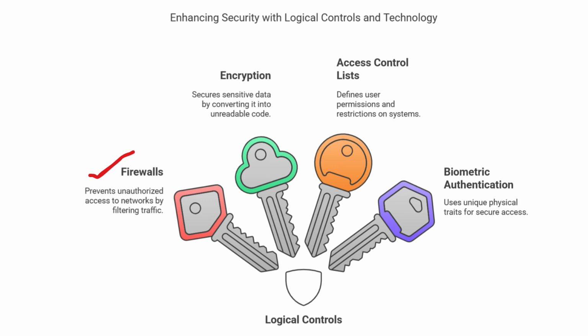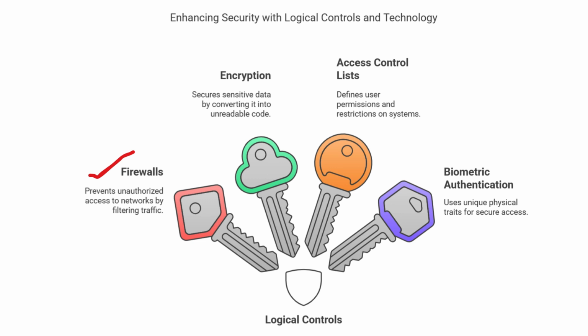Think of a firewall as a security guard standing at the entrance of a building. It decides who is allowed in and who gets blocked. Firewalls monitor and filter incoming and outgoing network traffic. They enforce security rules to block unauthorized access. And firewalls prevent cyber attacks like hacking, malware, and denial of service attacks.